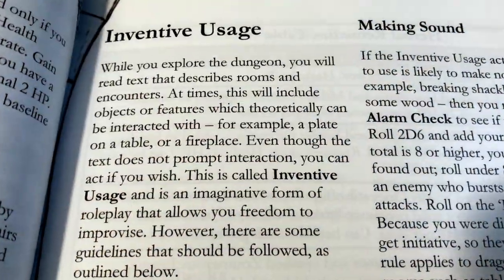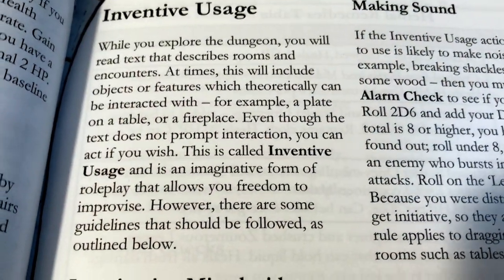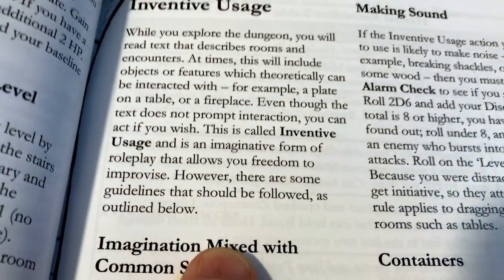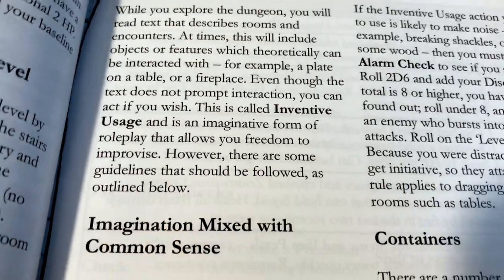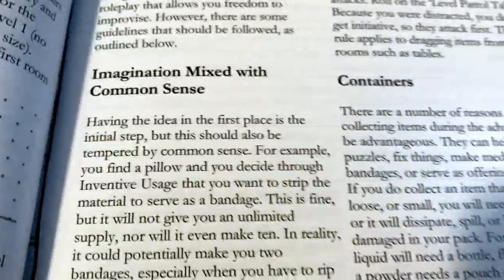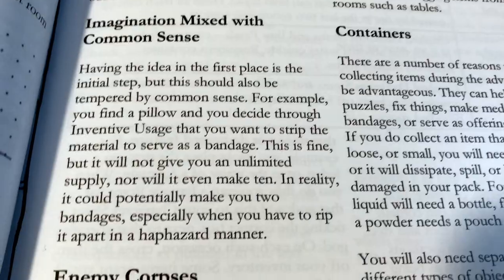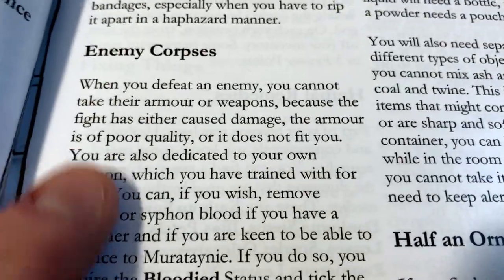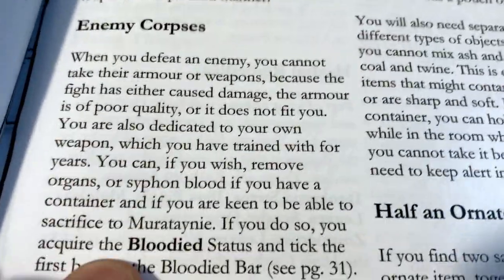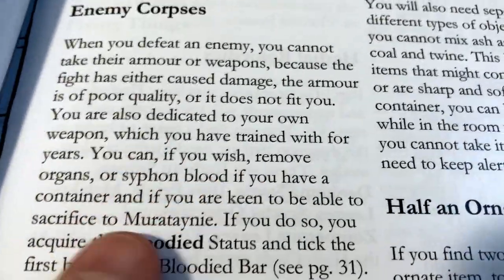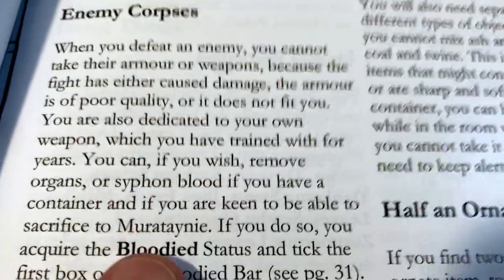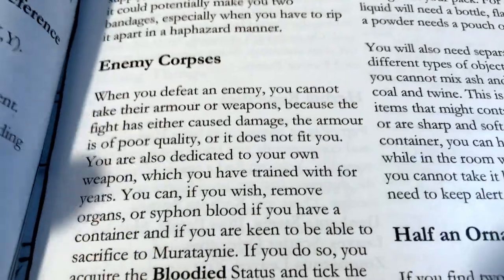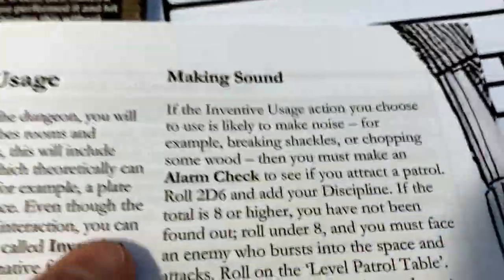While you explore the dungeon, you will read text that describes rooms and encounters. You can interact with these rooms. Inventive usage, an imaginative form of role play that allows you freedom to improvise. Guidelines: imagination mixed with common sense. Enemy corpses, you can't take their armor or weapons. Well, that's not the deal here. I did, that is how I became bloodied when I took down those animal meats that were hanging there. That's how I became bloodied.